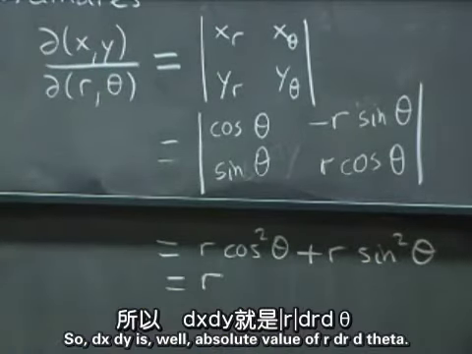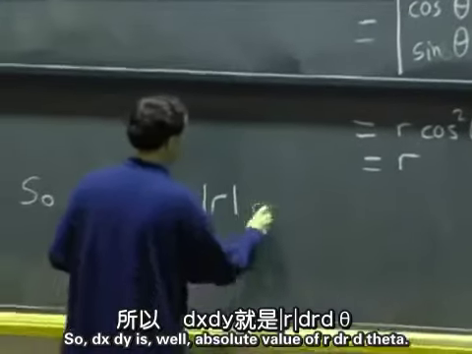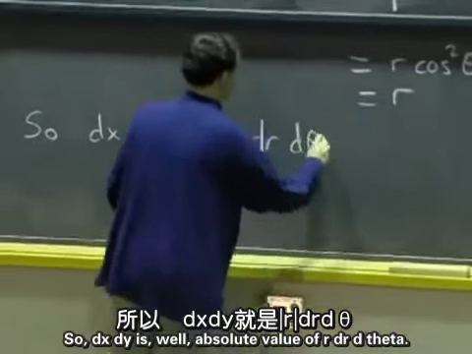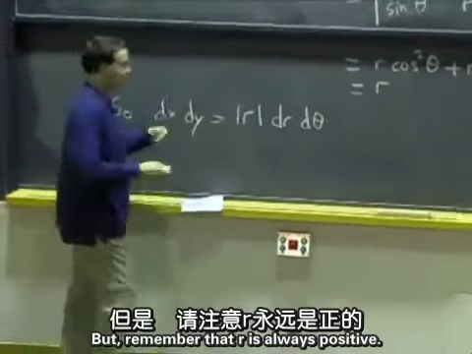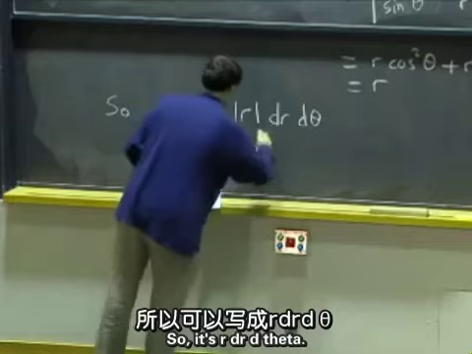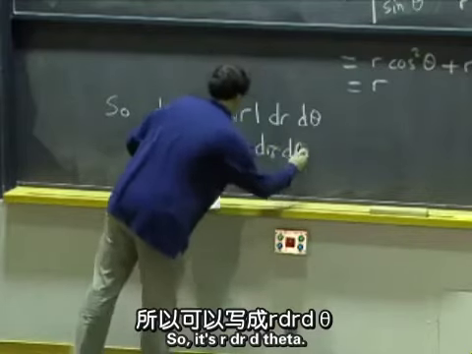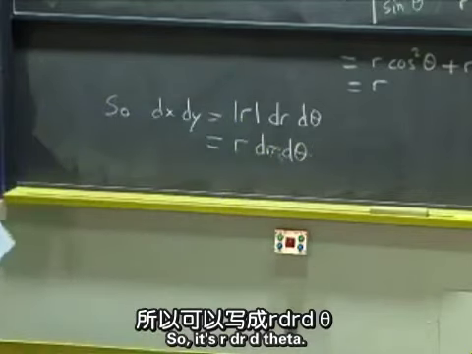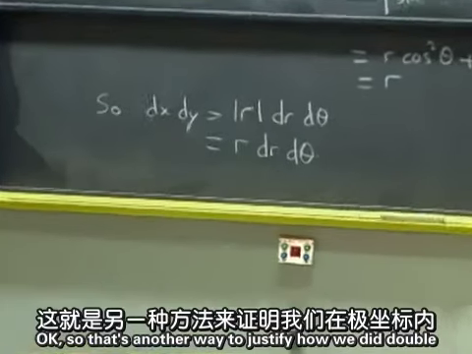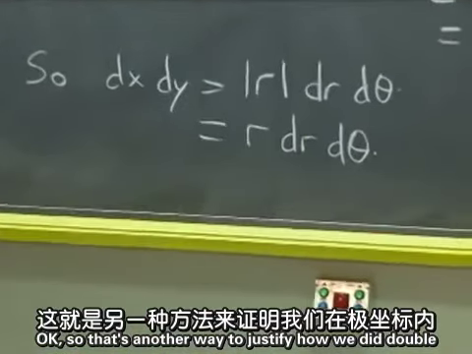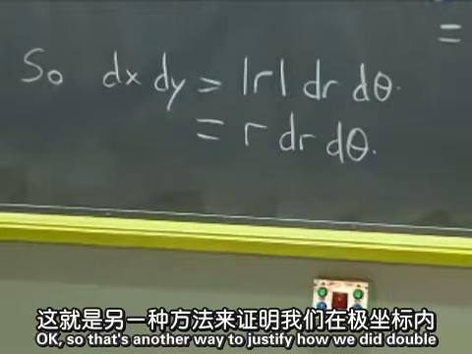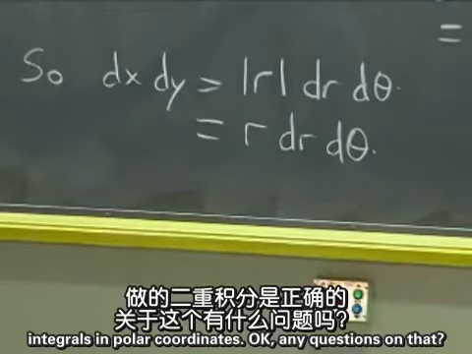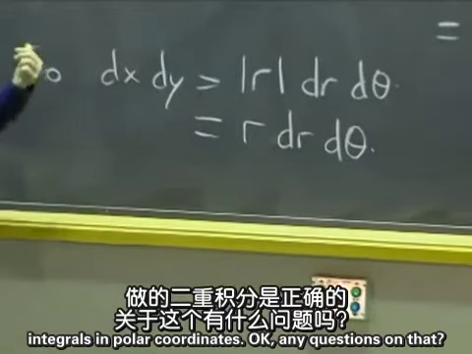So dx dy is the absolute value of r, dr d theta. But remember that r is always positive, so it's r dr d theta. Okay? So that's another way to justify how we did double integrals in polar coordinates. Okay, any questions on that?